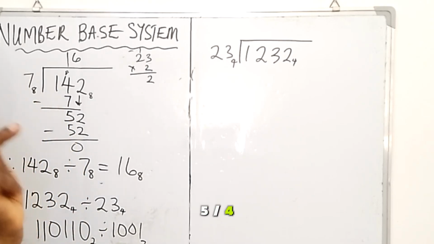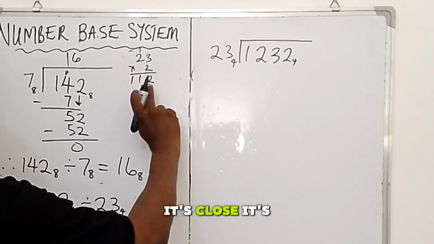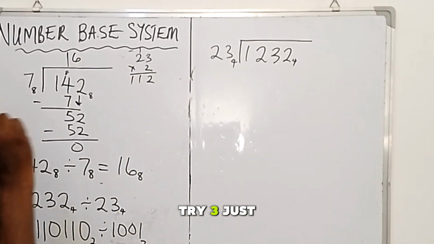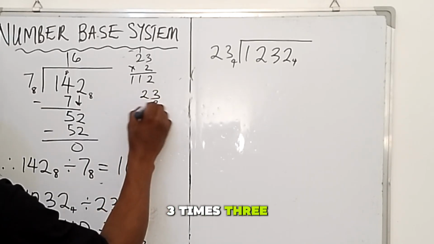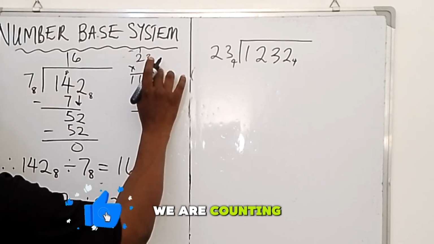5 divided by 4 is 1, remainder 1. Hey, it's close. It's close. But let's try 3 just to conclude. How about 3 times 3? Mind you, all of them in base 4, please. We are counting in base 4.